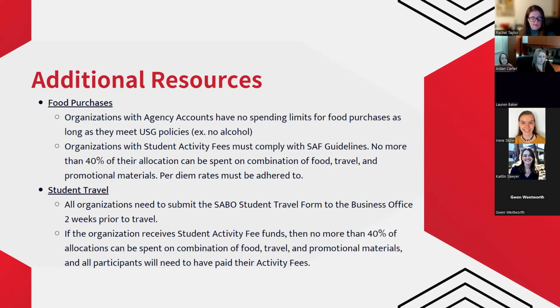For student travel in particular, all organizations need to submit the student travel form through the Student Affairs Business Office two weeks prior to travel. Again, I'll share the link to their forms page towards the end, but the link to the form is on that website. And if the organization receives student activity fee funds, again, one more time, no more than 40% of the allocation can be spent on that combo of food, travel, and promo items. Also noting that all participants will need to have paid their student activity fees in order to do so.